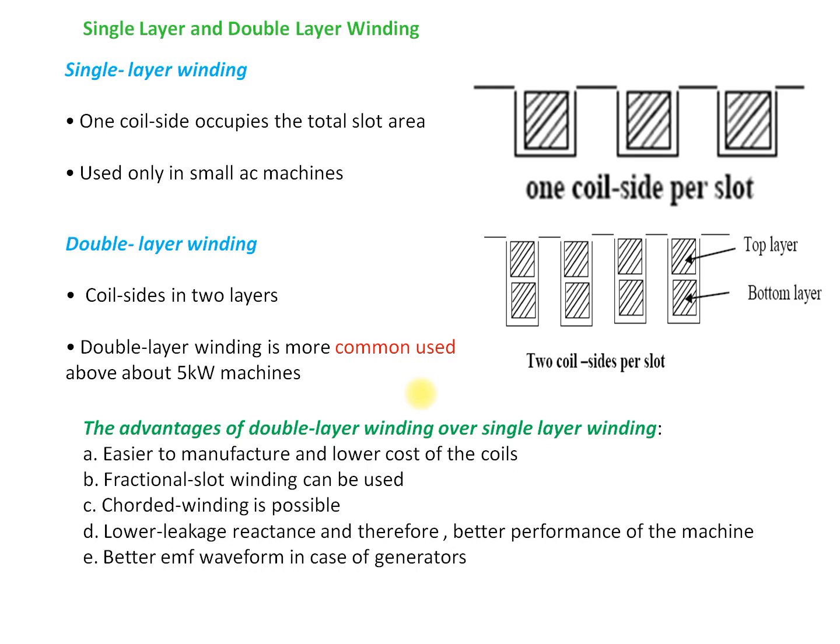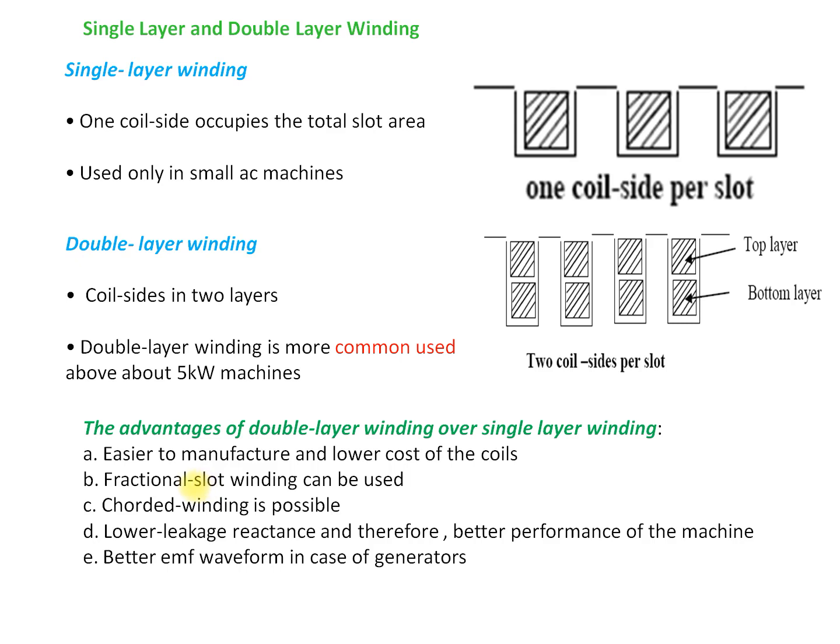The advantages of double layer windings over the single layer windings are listed below. They are easier to manufacture and low cost. And the fractional slot winding can be used. That is, we can use these kinds of machines with fractional slots. Fractional slots means we can leave some of the slots open, so that we will be having the slots per pole as a fractional one.